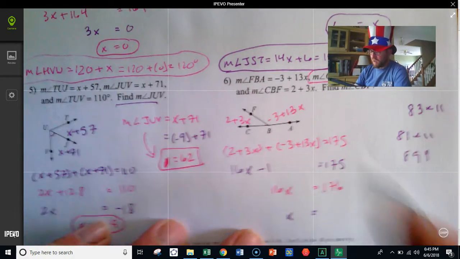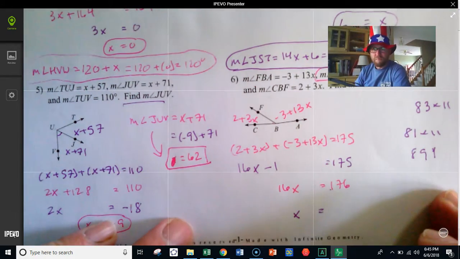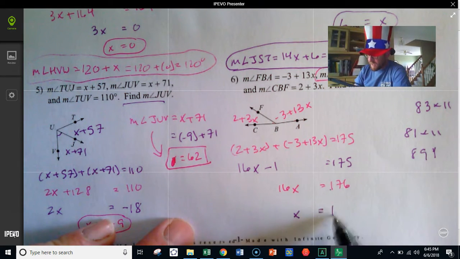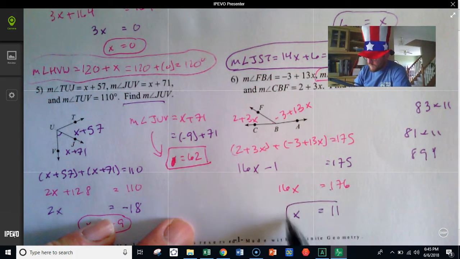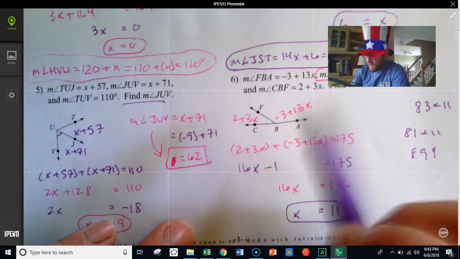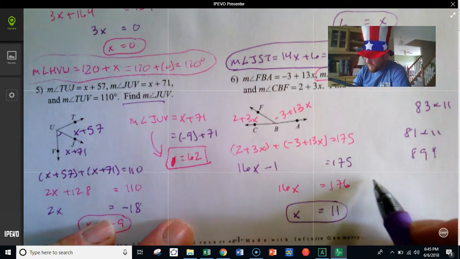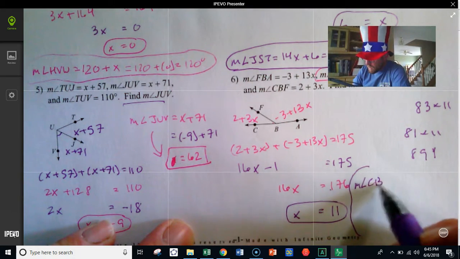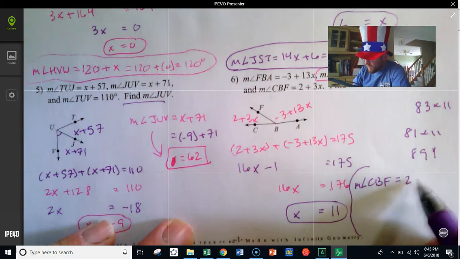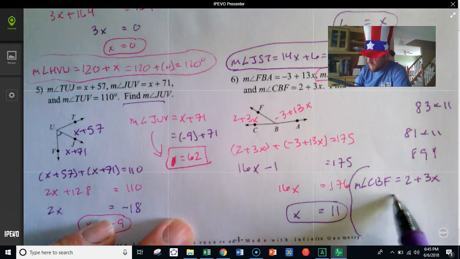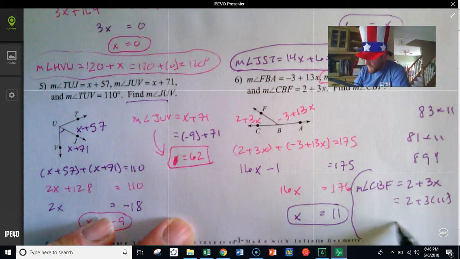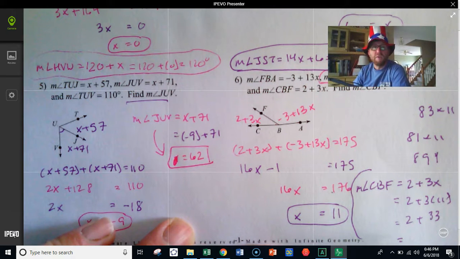Little trick for you. And I notice here that 1 and 6 make 7, so this is clearly 16 times 11, so I divide by 16, I'll end up with 11. Okay, so I was supposed to find CBF. That's 2 plus 3x. So measure of CBF equals 2 plus 3x, which equals 2 plus 3 times 11, which equals 2 plus 33, which equals 35.